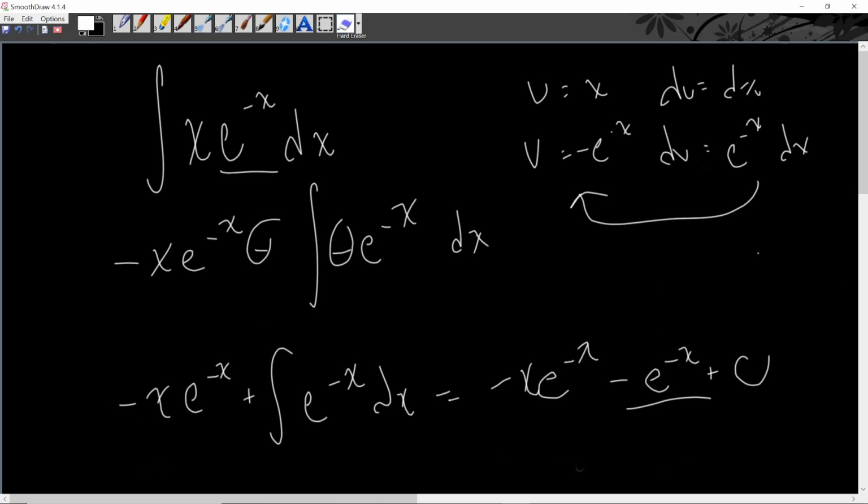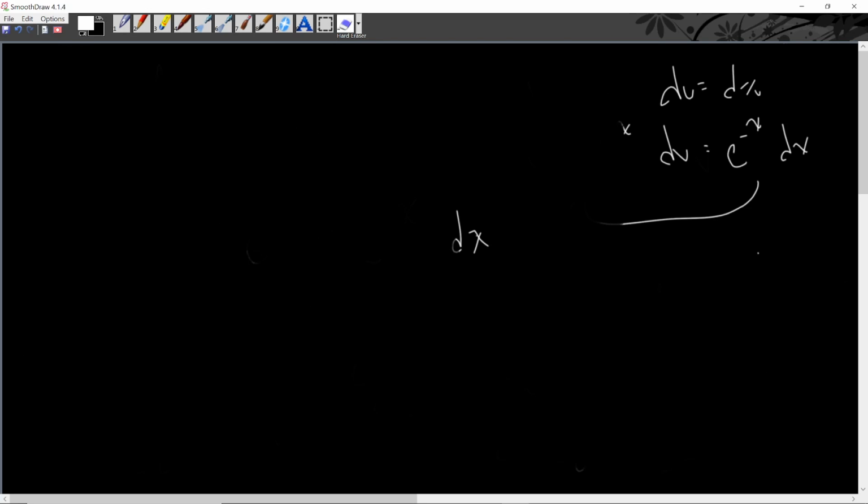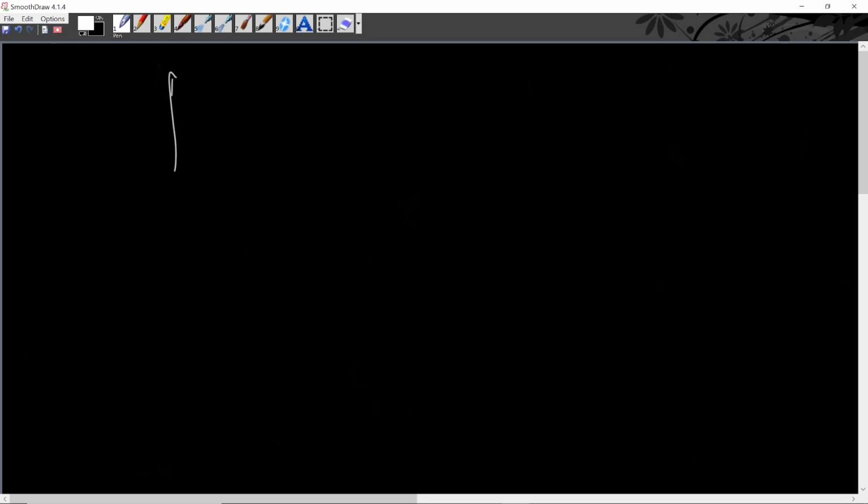Oh, speak of the devil, we do have a trigonometric product. So, let's write this down. And I'll actually save tabular integration for just a little bit. We have the integral of e to the power of x times sine x dx.